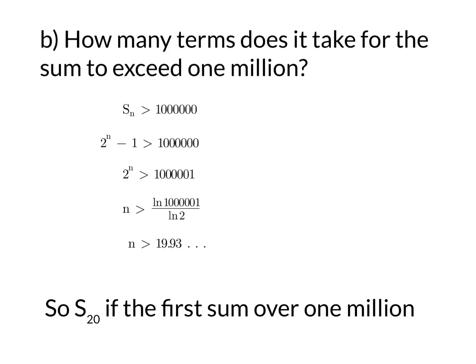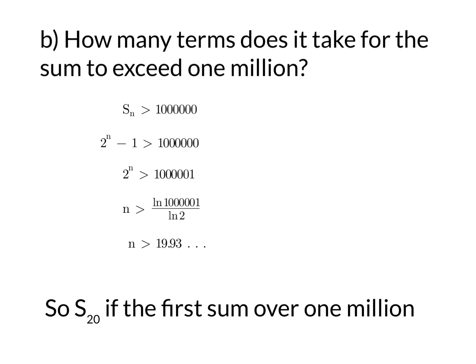So for the second part, we want to find when the sum exceeds 1 million. So we're going to let the sum be greater than 1 million. 2 to the n minus 1 was our sum of n terms, so that's greater than 1 million. If we add the 1 to the other side, we get 2 to the n is greater than 1,000,001.